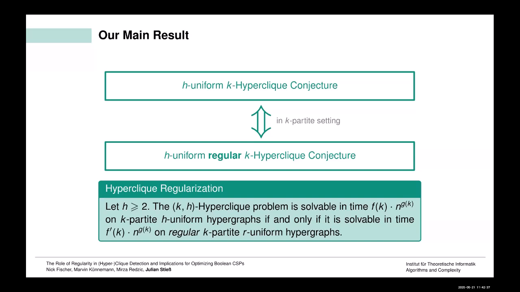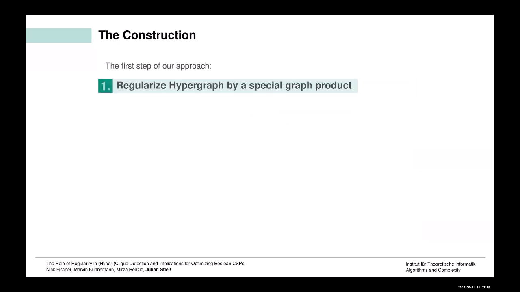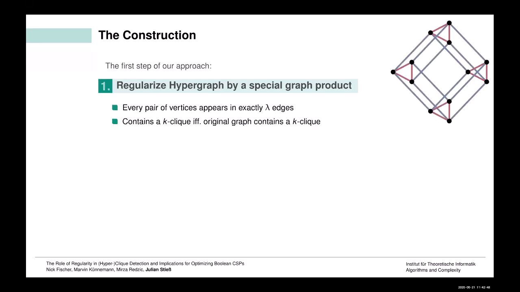Okay, and how did we approach this? Our first step is introducing a special graph product that gives us the properties that we want. The first property is that after applying this graph product with some other graph, for a given graph G, every pair appears in exactly lambda edges, so the graph is regular in the end, and it contains a K-clique if and only if the original graph that we used for the product also contains a K-clique, or in this case, rather the hyperclique.